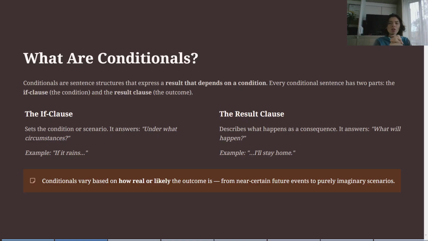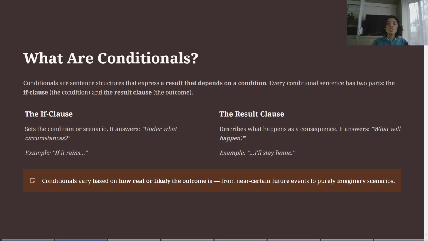First, what are conditionals? Conditionals are sentence structures that describe a result that depends on a condition. Every conditional sentence has two main parts. The first part is the if clause. It gives us the condition or situation. For example, if it rains. The second part is the result clause. This tells us what happens because of the condition. For example, I'll stay home. So the complete sentence is, if it rains, I'll stay home.